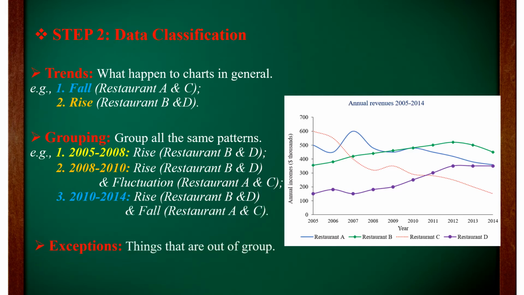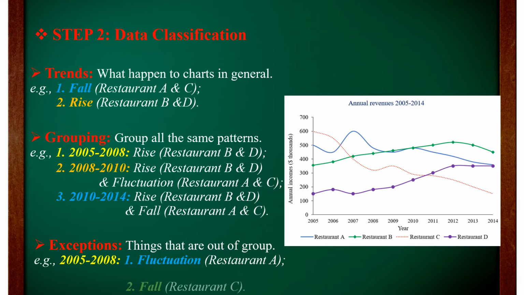Finally, the exception. The exception refers to all things that are out of group or different from others in the group. In the exercise, there are 2 exceptions in the first period, when earning in restaurant A appears fluctuating while increasing in restaurant C. Well, let's move to the next step.